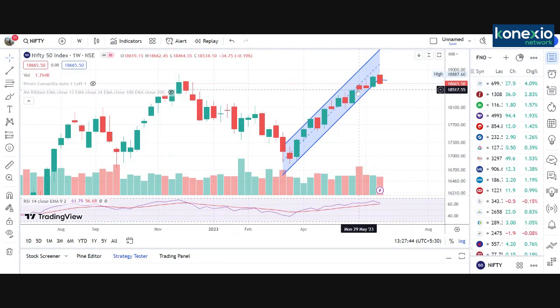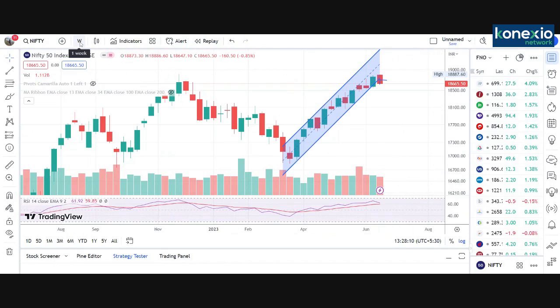So definitely at lower levels, maybe around 18,500 would act as a major support, or at those levels Nifty might consolidate for some time because of the monthly expiry next week, and after that we might see Nifty gaining strength and again inching towards an upward trajectory.